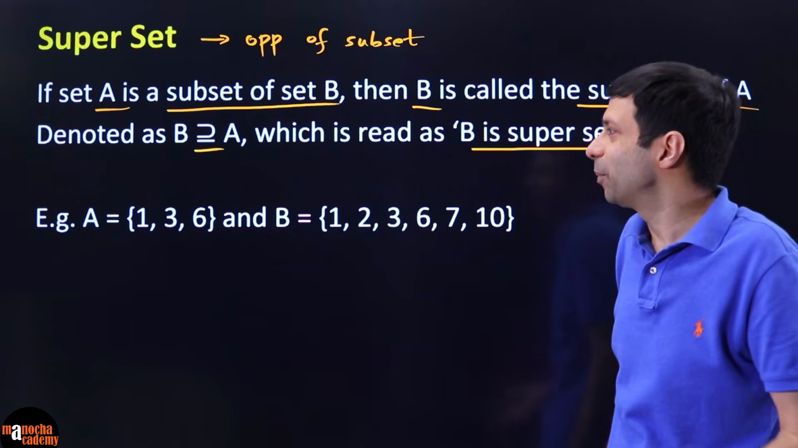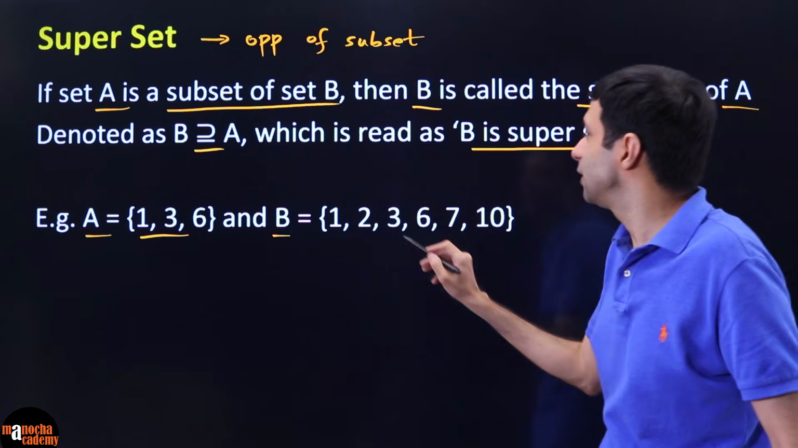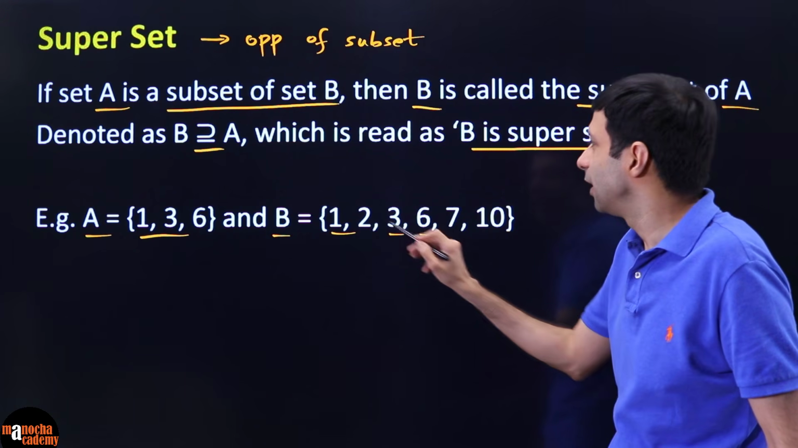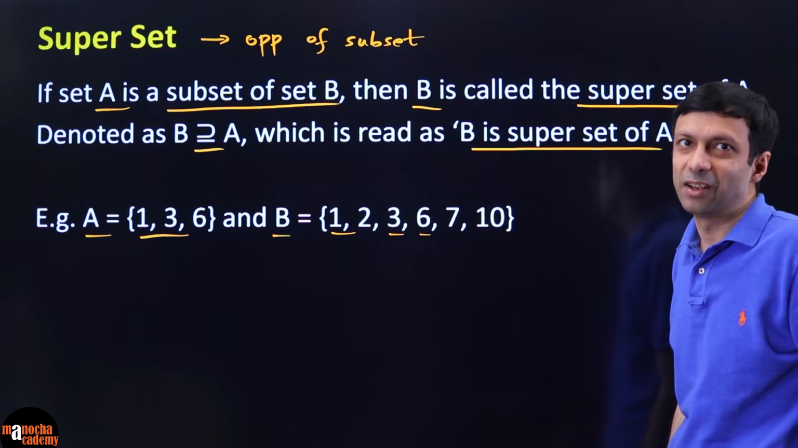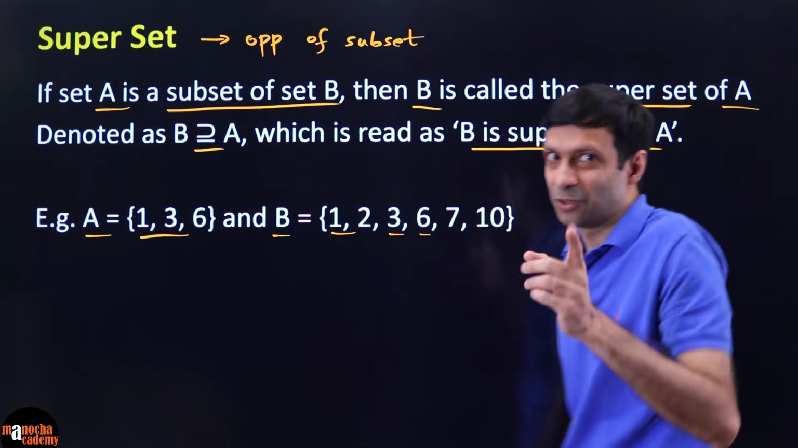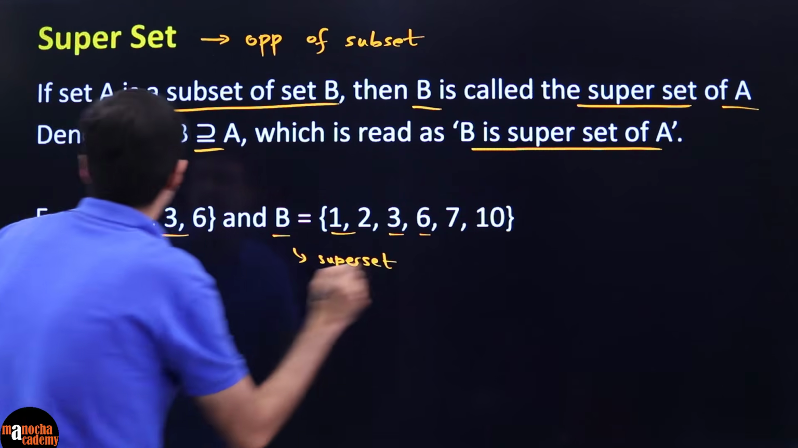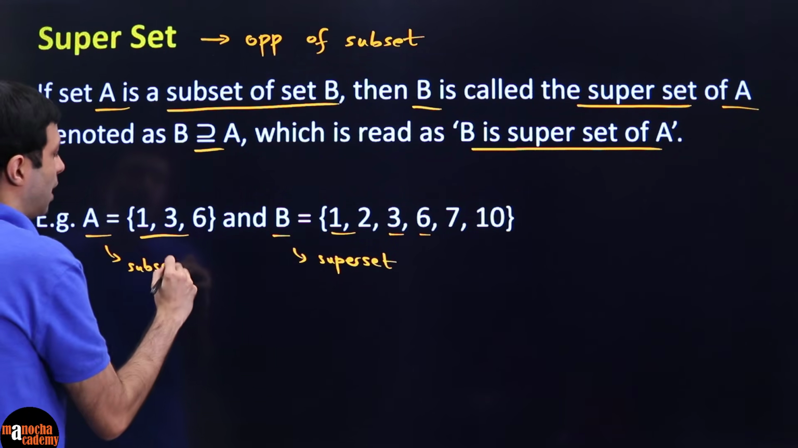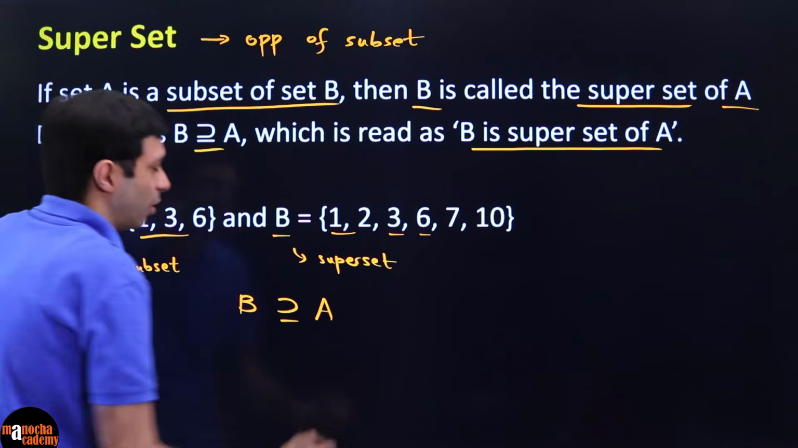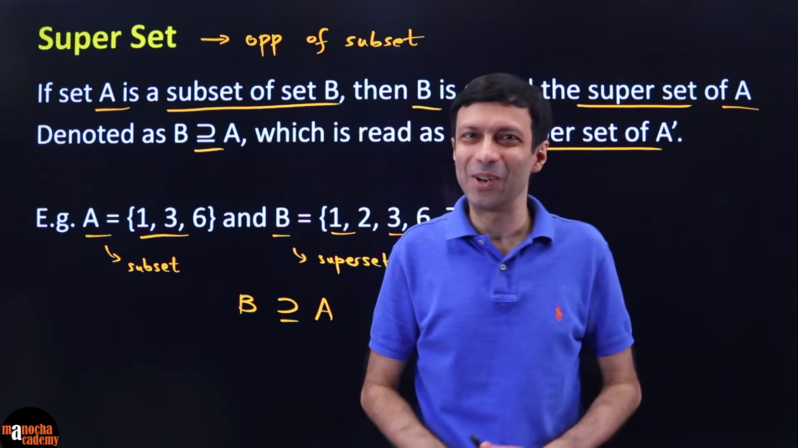Now let's look at the example. If set A contains the elements 1, 3, 6 and B contains 1, 2, 3, 6, 7, 10. So that means it is having 1, 3, 6 and all these elements extra. So clearly B is having everything that A has plus something extra. So you guys agree with me that B is the superset, A is the subset here, and we denote this as B is the superset of the set A. So is this super clear to you now?